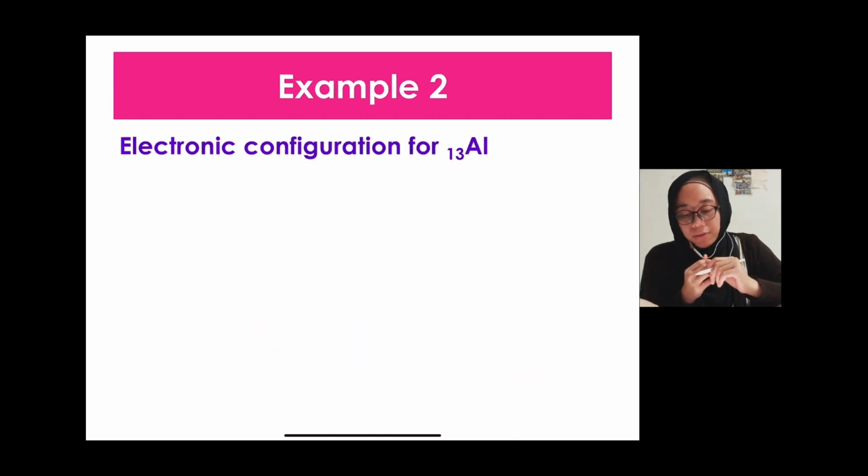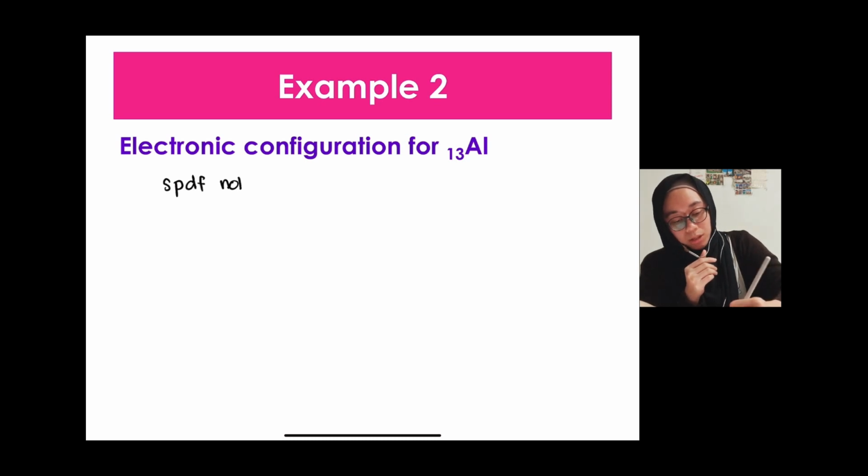Okay, now let's have a look at the example 2. So the electronic configuration for aluminium. Okay, so where aluminium here, it has 13 proton, therefore it has 13 electron. Okay, so let's write for both SPDF notation and also orbital diagram. Okay, so SPDF notation.